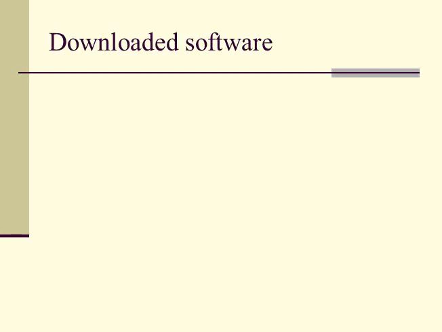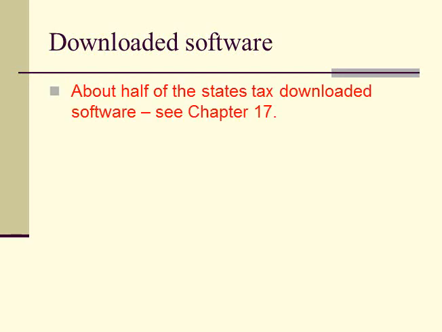We can talk most knowledgeably about electronically delivered or downloaded software. Downloaded software has been around long enough that almost all states have written rules regarding its taxability. About half of the states tax downloaded software and half do not. A state-by-state analysis of the taxability of downloaded software is provided in Chapter 17.